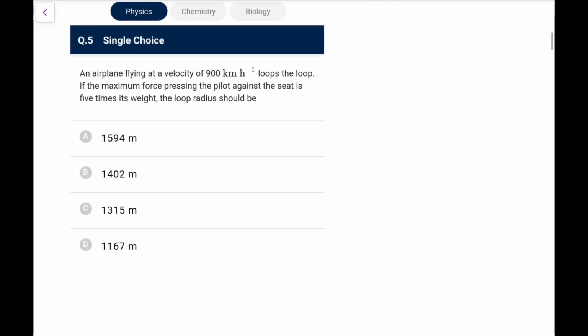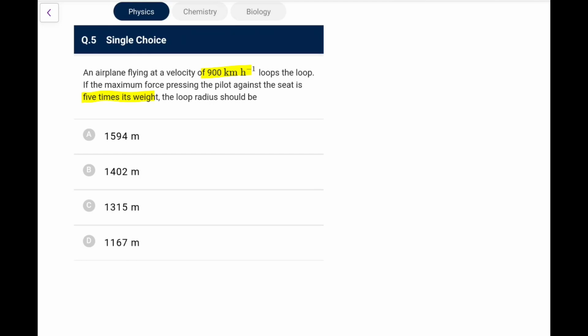An aeroplane flying at a velocity of 900 km per hour loops the loop. If the maximum force pressing the pilot against the seat is 5 times its weight, the loop radius will be? So the maximum force, the seat will press at the lowest point, and there I can write N minus mg equals mv squared by r. So N would be mg plus mv squared by r.